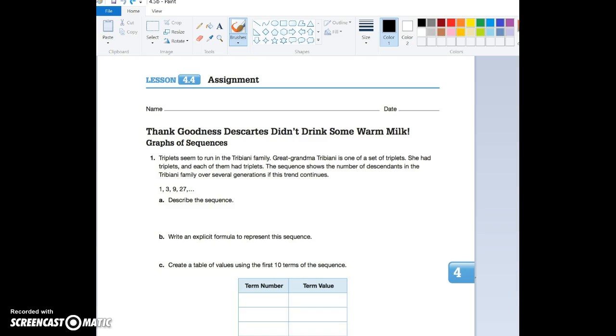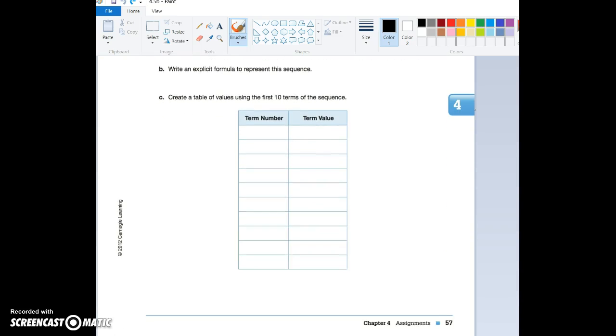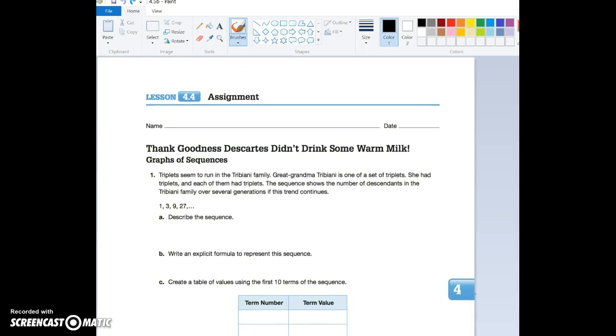Now, you should have your student assignments text from the skinny book, page 57. At the top it says, "Thank goodness Descartes didn't drink some warm milk, graphs of sequences." Triplets, question number 1 says, seem to run in the Tribbiani family. Great-grandma Tribbiani is one of a set of triplets. She had triplets, and each of them had triplets. The sequence shows the number of descendants in the Tribbiani family over several generations if this trend continues.